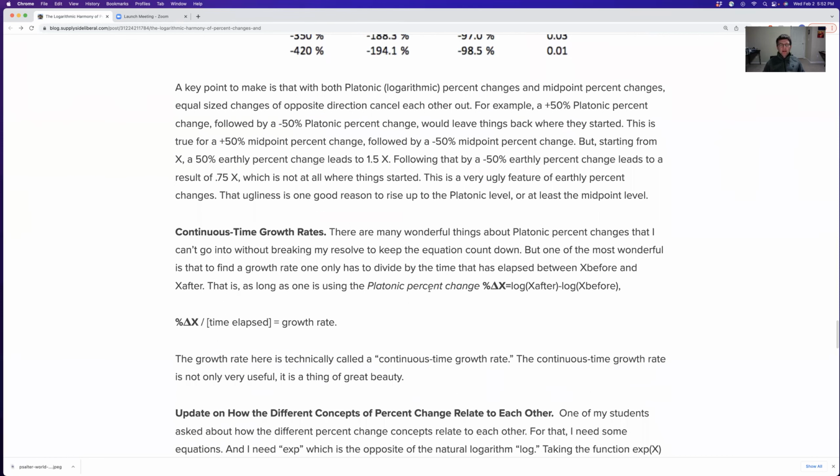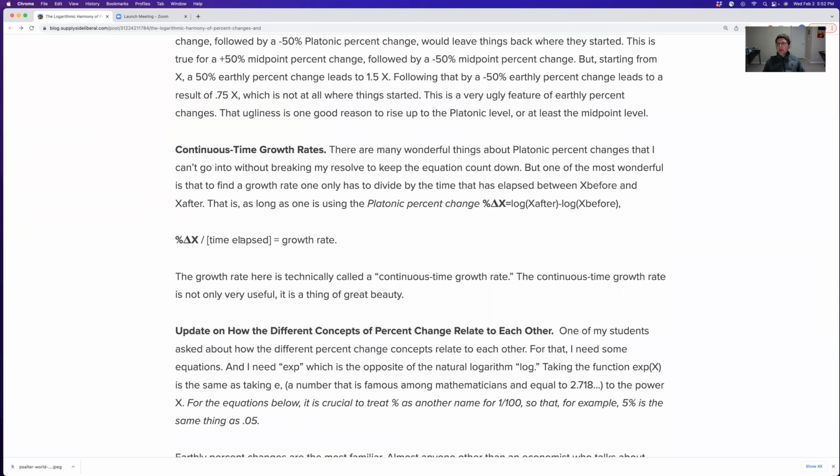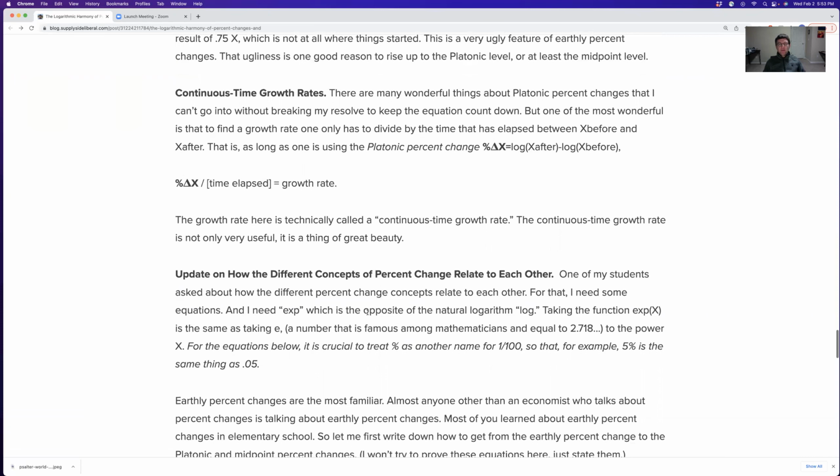I do want to talk about continuous time growth rates. So the beauty of the Platonic percent change is to get a continuous time growth rate, all you have to do is divide by time elapsed. Take the percent change in Platonic terms, and this percent delta is a notation for the Platonic percent change in this class, and divide by the time elapsed, and you get the growth rate. And you can go the other way around.